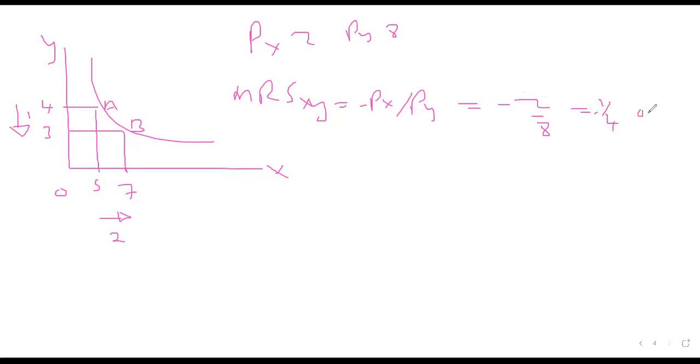or 0.25. If you are asked to find the marginal rate of substitution Y for X, in this case we're going to start with Y, since it's the beginning, divided by the price of good X. So here we're going to have 8 over 2, which is 4. So this is what we call our marginal rate of substitution.